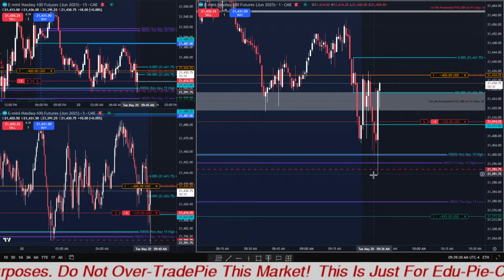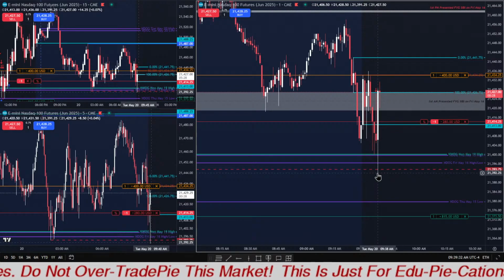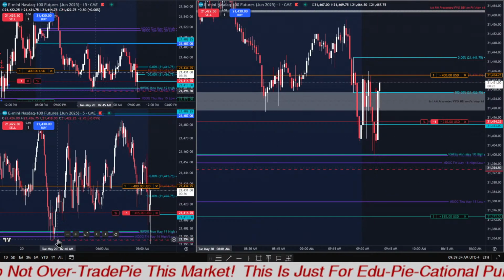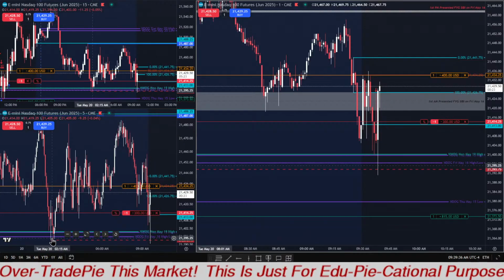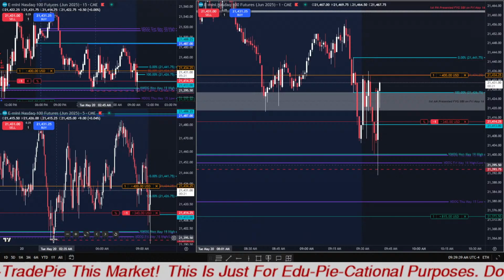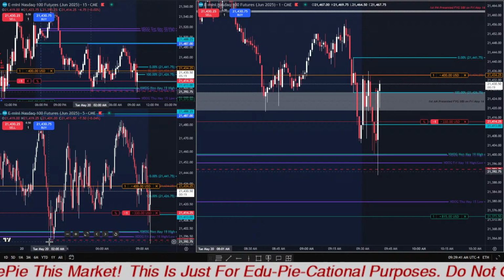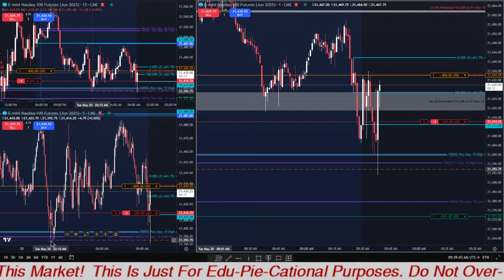But note that we cleared the sell side liquidity from today's London. In the 5-minute chart, you can see the dashed red line over here is pinning to this candle's low at 210.